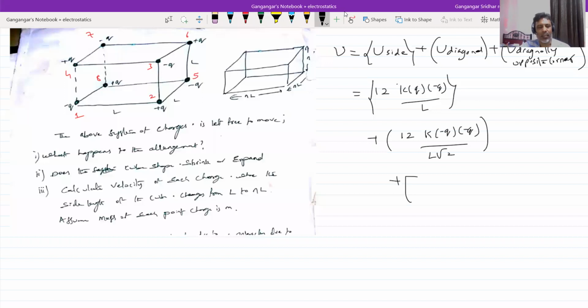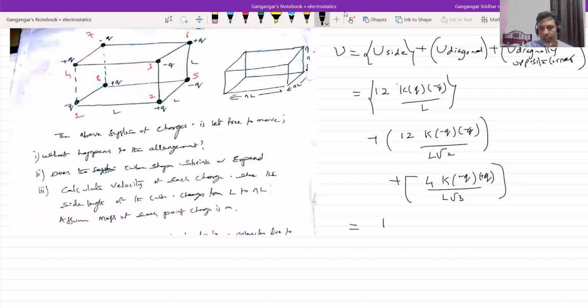Diagonally opposite corner. How many such interactions will be there? Example 1, 6, 3, 8, 4, 5 and 2, 7. So there will be 4 interactions. So K, minus Q, one will be positive, other will be negative, by L root 3.